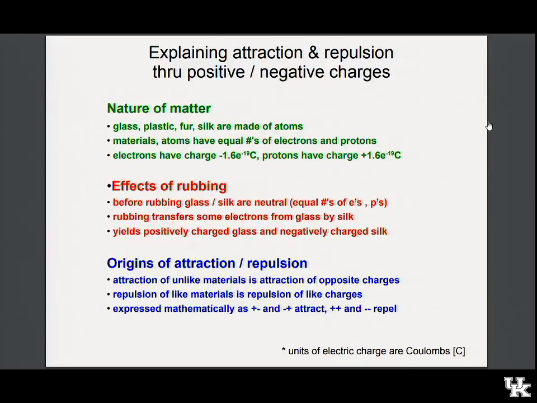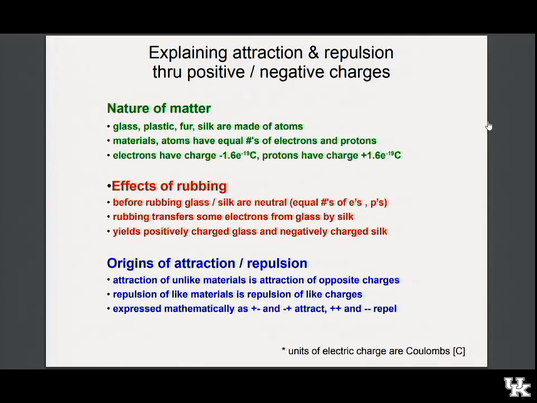So when you rub a plastic rod with fur, or you rub a glass rod with silk, what's going on? What's going on is actually you're transferring electrons from one of the materials to the other material. One of the materials has a greater affinity, kind of preference, for electrons. One of them has a lesser affinity or preference for electrons. And when you start rubbing plastic with fur or glass with silk, you're scraping off electrons from one material onto the other material.